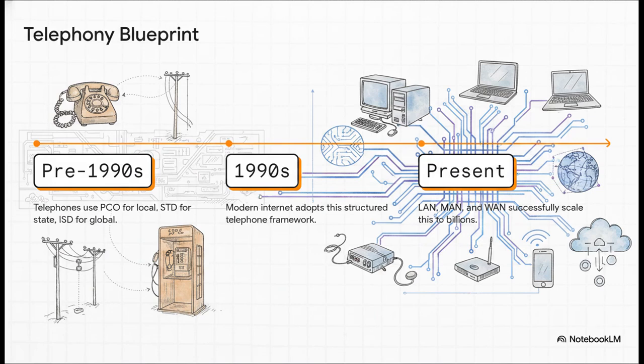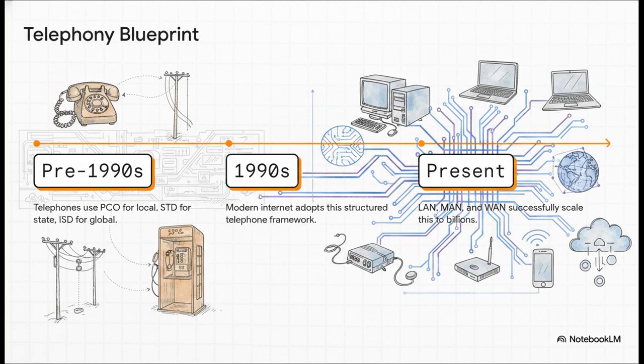But here's the fun fact. Where do you think the architectural blueprint for this massive internet actually came from? It was directly inherited from old-school telephony. Pre-1990s, telephone networks relied on PCO for local calls, STD for interstate calls, and ISD for international dialing. When the concept of the modern internet arrived in the 1990s, it adopted this exact same structured framework.